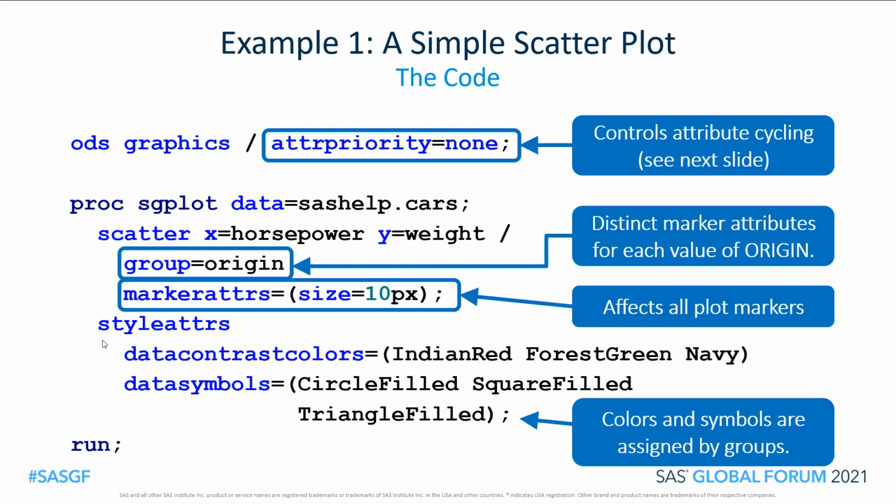But sometimes we'd like to pick our own colors and symbols, and we could do that by defining our own style within PROC TEMPLATE, but a lot of times that's more overhead than we want to mess with. This is quick and easy, so we use the STYLEATTRS statement right here in PROC SGPLOT.